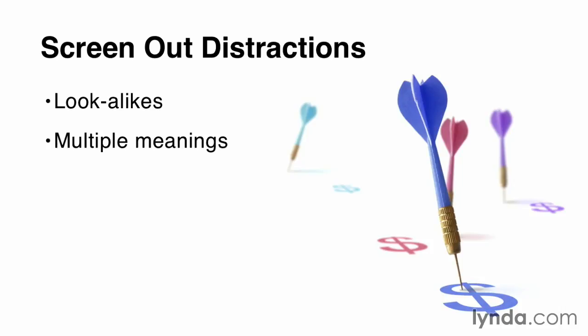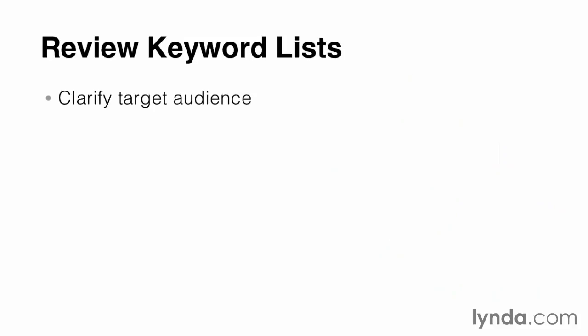Screen out words or be aware of words that have multiple meanings. And there are a lot of these words that cross markets, and we call these crossovers. They have a different meaning in different markets. And so you want to be sure that you're not using a word that could be easily found by someone in another market coming to your website. Be aware of those crossover terms. So review your keyword lists and make sure that you're using the right words to reach the specific audience.